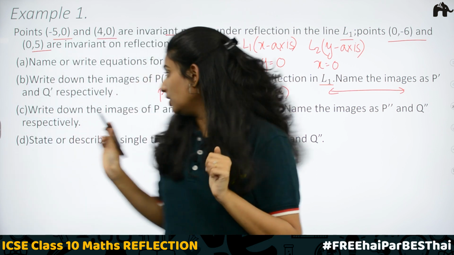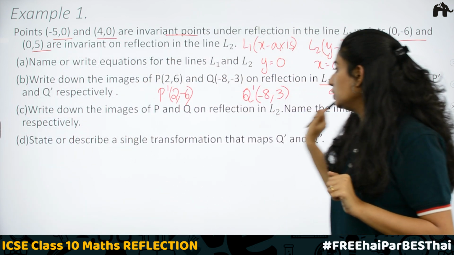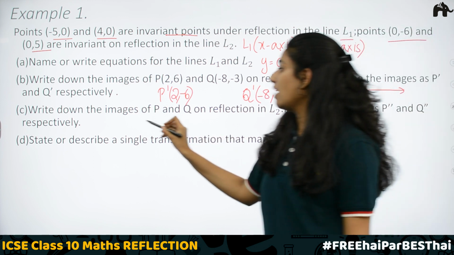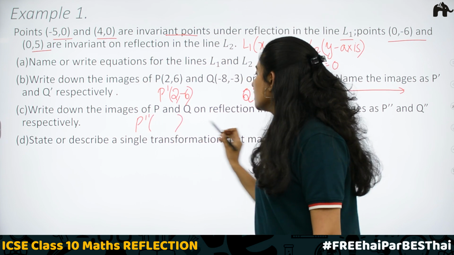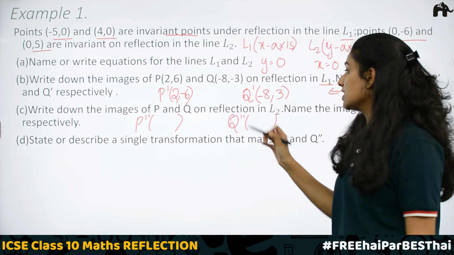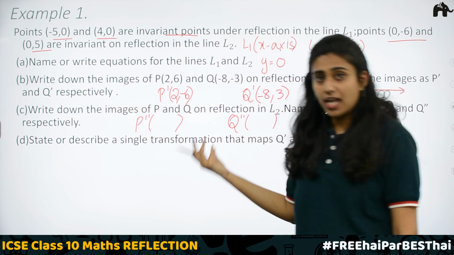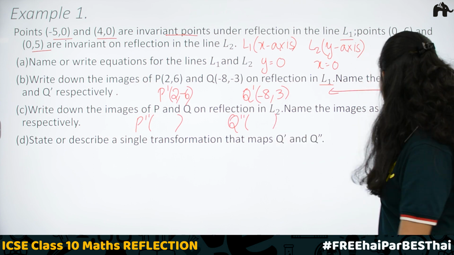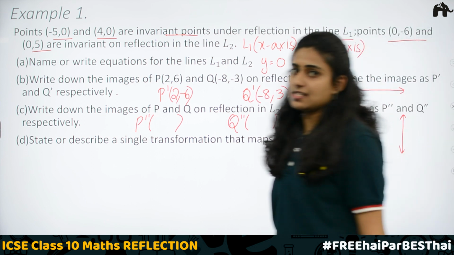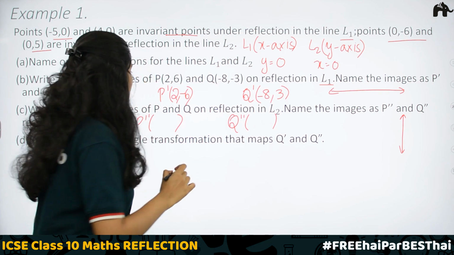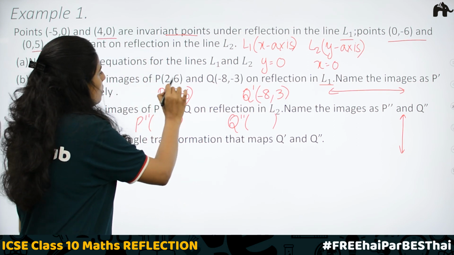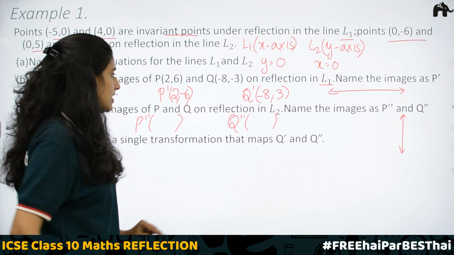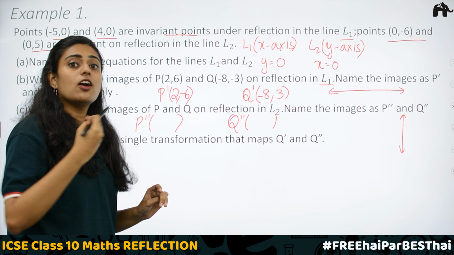Now, the third one, write down the images of P and Q on reflection in L2. Name the images as P double dash and Q double dash. We have to find the coordinates of P double dash and Q double dash, which are the images of the points P and Q, reflection in L2. We know L2 is the y-axis, that is the vertical axis. Along the vertical axis, when the reflection happens, we have point P (2, 6). Okay. When the reflection is in L2, that is the y-axis, y-coordinate remains the same, x-coordinate sign changes.